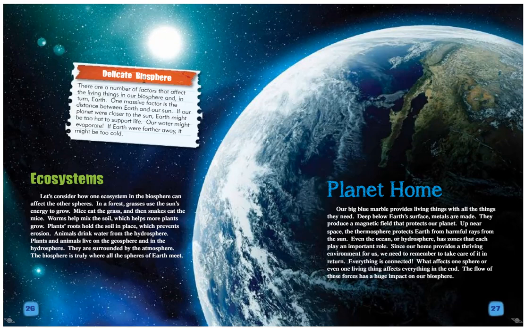So as for how delicate the biosphere really is, there are a number of factors that affect the living things in our biosphere and, in turn, Earth. One massive factor is the distance between Earth and our sun. If our planet were closer to the sun, Earth might be too hot to support life. Our water might evaporate. But if Earth were further away, it might be too cold. Thankfully, the Earth is just at the right spot for all of our spheres to be in balance.